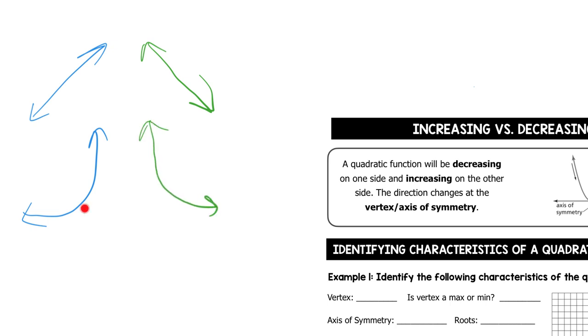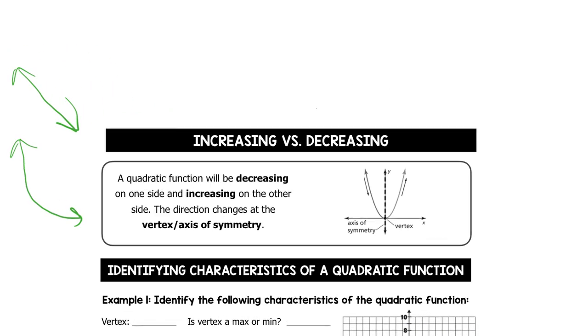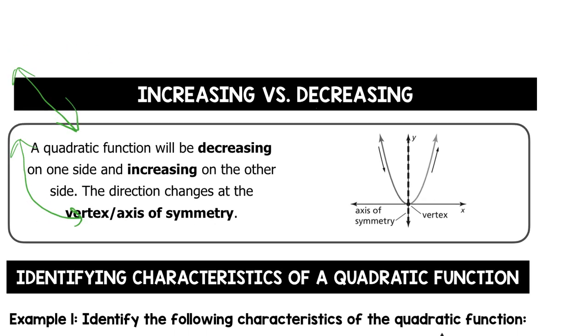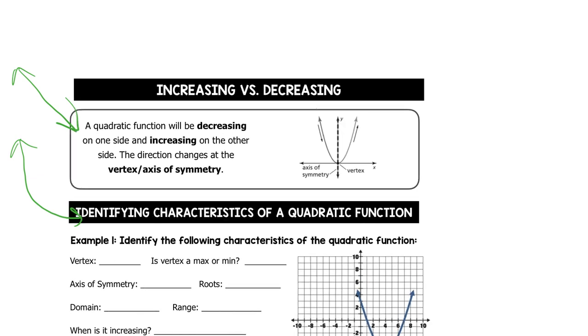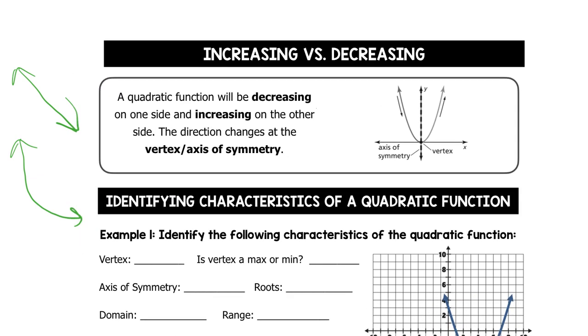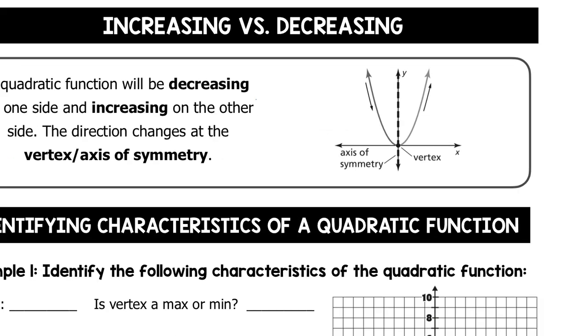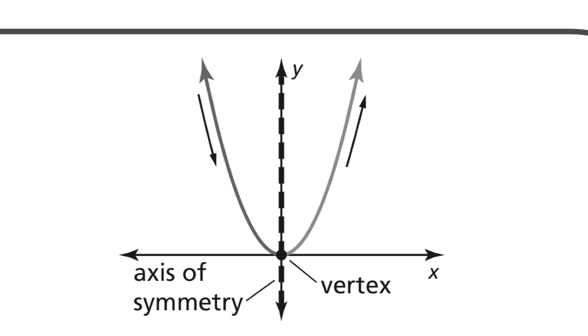Okay, so it was very clear whether it was increasing or decreasing. Now, with a quadratic function, they actually increase and decrease. So they will increase on one side and they will decrease on one side. So both things are happening on the same function.